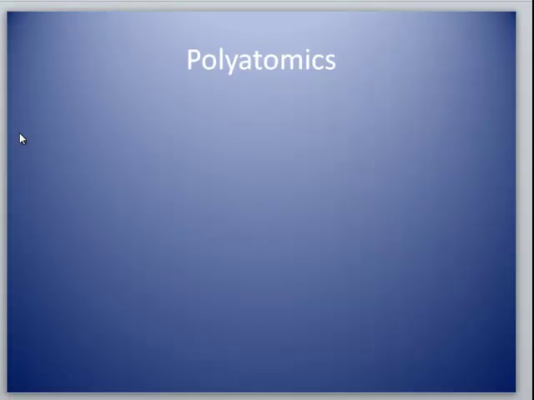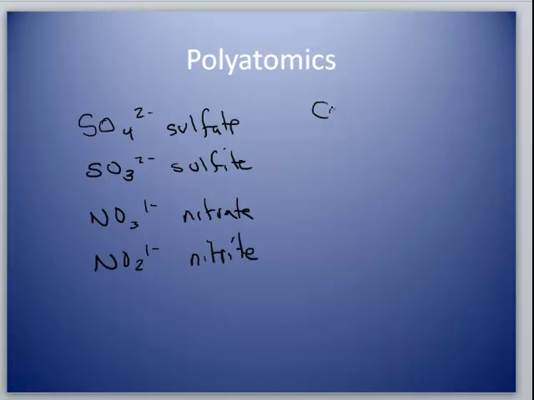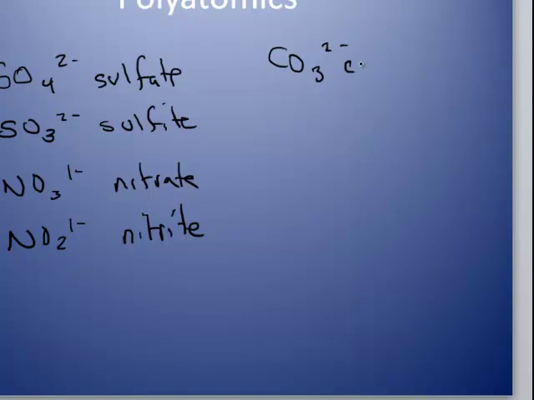So let's just go through some of the polyatomics that you're required to know. I'm not going to list all of them, but I'm going to list the popular ones. We've got SO4 with a 2 minus charge, which we call sulfate. We've got SO3 with a 2 minus charge, which we call sulfite. We've got NO3 with a 1 minus charge. We call that nitrate. And we've got NO2 with a 1 minus charge. We call that nitrite. A couple of the other ones, we've got CO3 with a 2 minus charge.